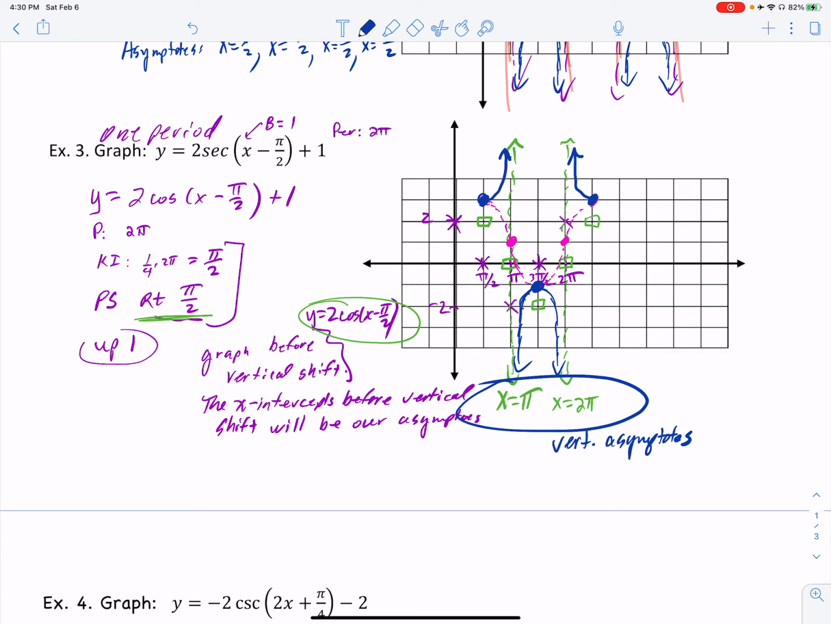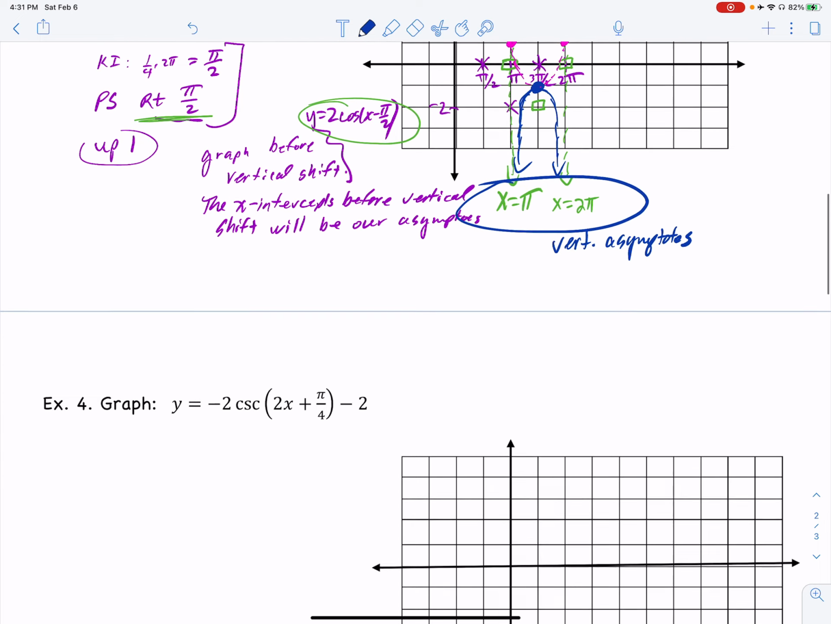So graph it without shifting up or down. You change the period. You look at the key increment with the phase shift and grid out. You get one graph of cosine that includes the period change and phase shift. And where that has zeros, those are going to be your vertical asymptotes, and then you follow by any shift up or down. All right, so that blue is my graph of my secant.